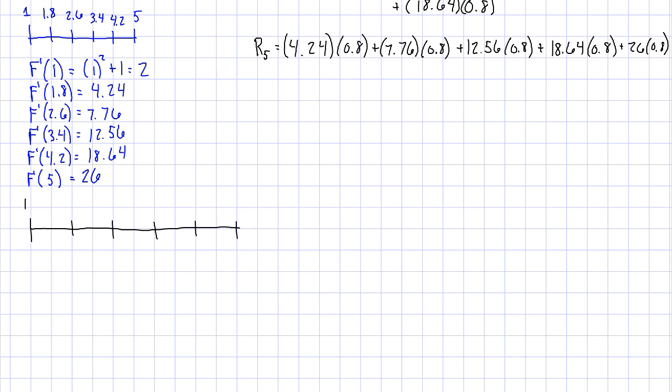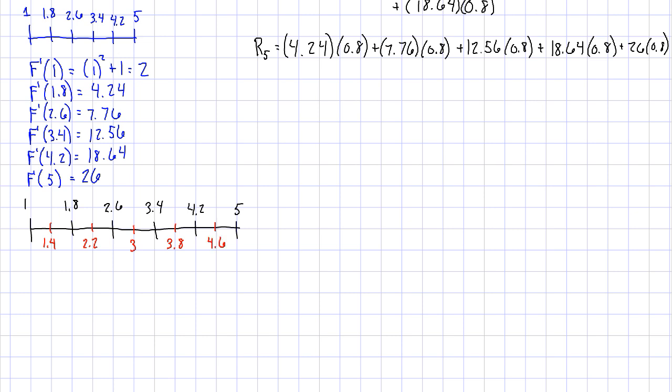I still have my 1, 1.8, 2.6, 3.4, 4.2, and 5. Those values I'm going to leave because those define the edges of each of my intervals. In between each of them, I'm going to do the midpoint. So the midpoints here, halfway between 1 and 1.8 is 1.4. Halfway between 1.8 and 2.6 is 2.2. Here halfway is 3. Here halfway is 3.8. And here halfway is 4.6.